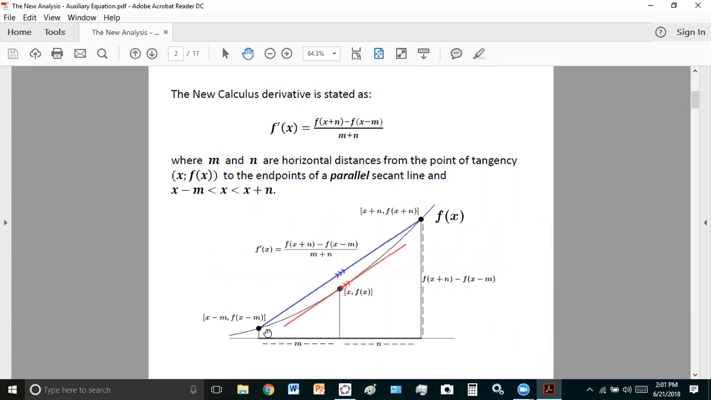Horizontal distances to the endpoints of a secant line, a parallel secant line, this blue parallel secant line. And what is it parallel to? The red tangent line. Wow, that's really easy, isn't it? Okay, so that is the definition of the New Calculus derivative. And it works for all calculus in one dimension and multi-variable calculus and partial differential equations and everything else. Let's proceed.